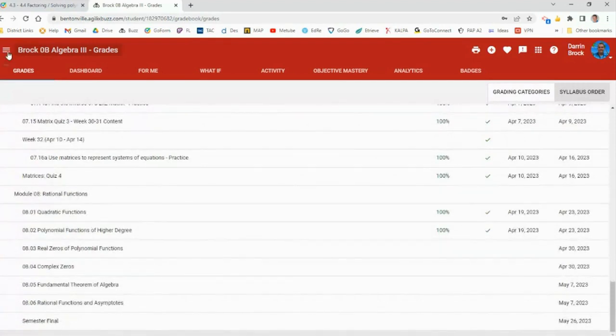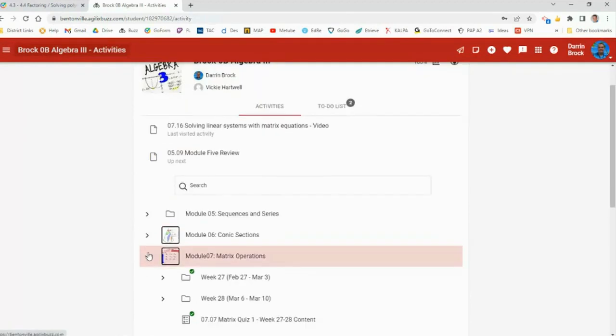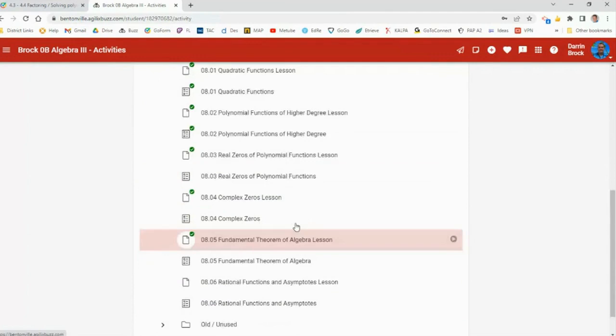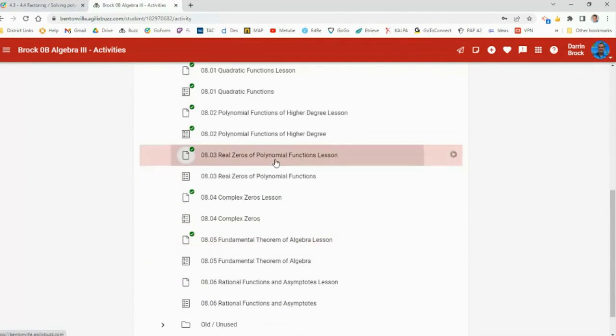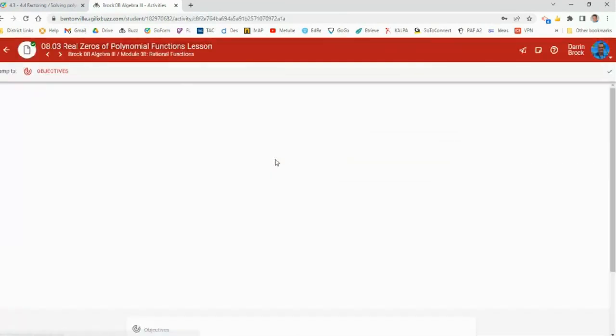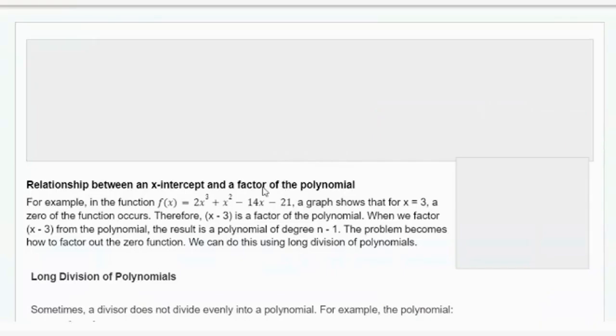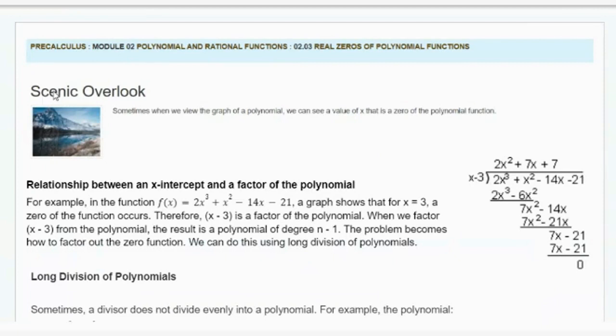Let's look at 8.03 and 8.04 this morning. Let's see what it's talking about. Close that matrix folder. We don't need that one. All right, real zeros of polynomial functions. Got a lot to cover today. All right, so we're going to look at the scenic overlook part.